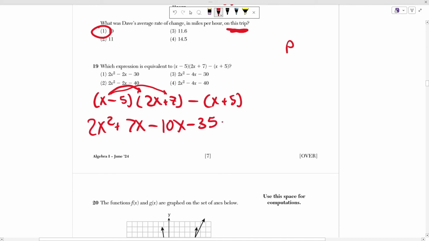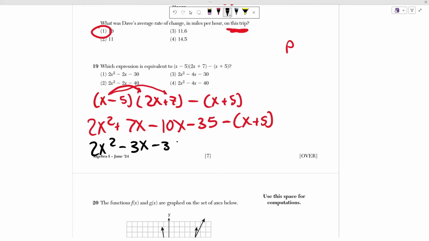So now I'm left with 2x squared plus 7x minus 10x minus 35 minus (x + 5), okay? Now over here, I can already combine like terms. 7x minus 10x is negative 3x. It's negative 3x minus 35, okay?